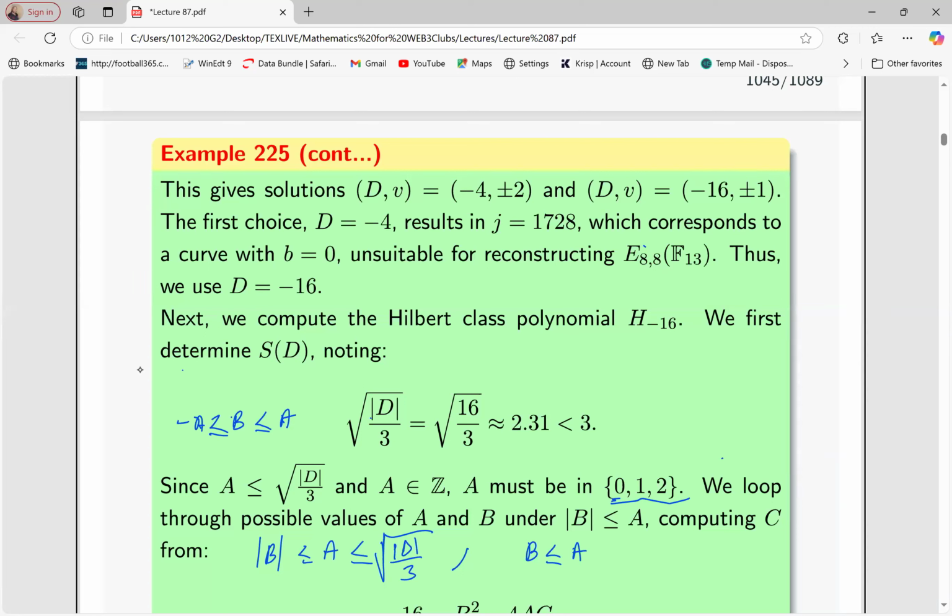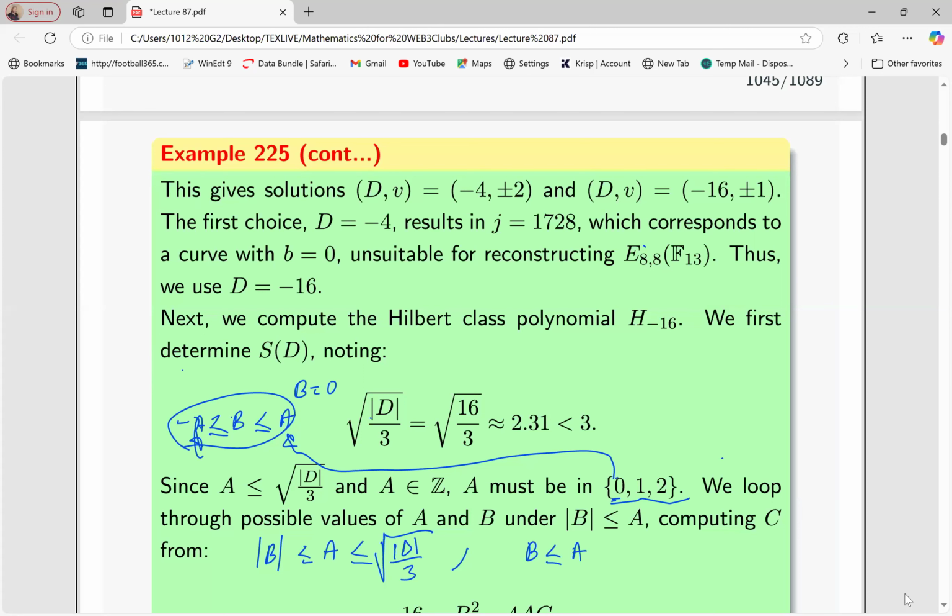Now, let's assume that A is 0 and we want to see whether we can get B. If A is 0, then B must be in the range, and that means B will be 0. But let's see whether that is possible. Let us see whether it's possible that B will be 0.